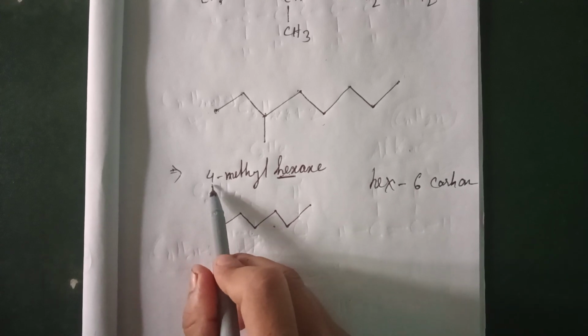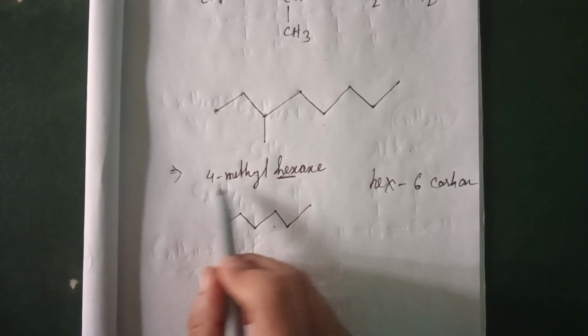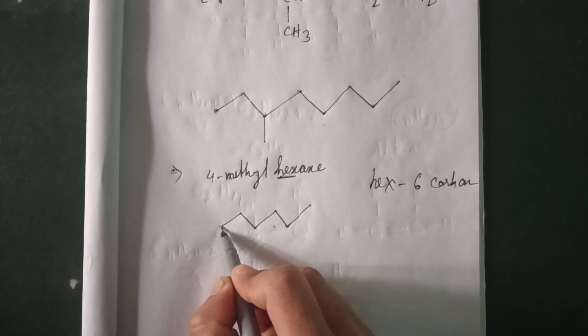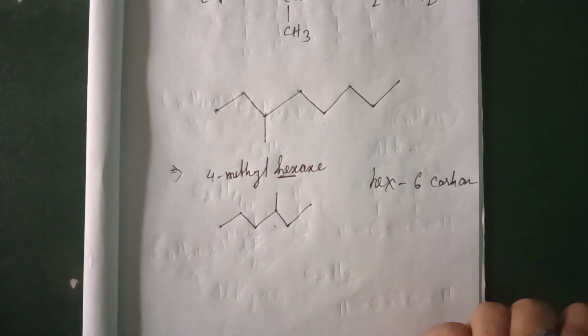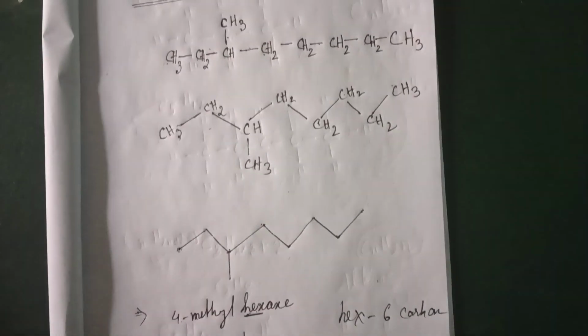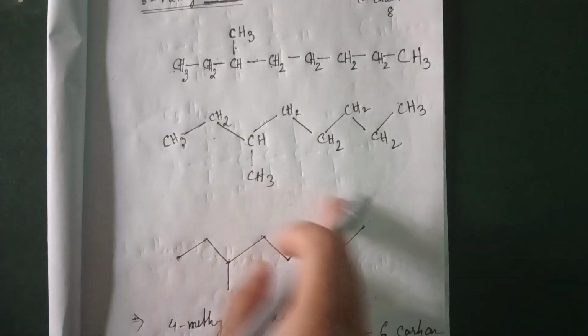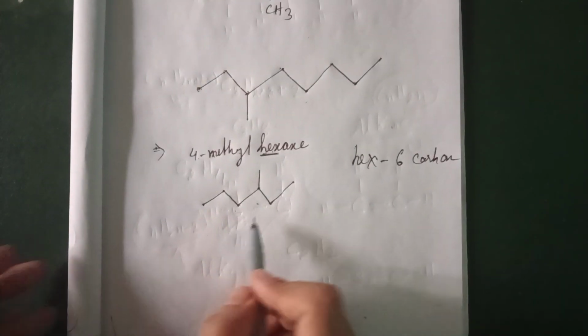Done. Where is your methyl position? The methyl position is in the fourth one. So 1, 2, 3, 4. So you can write like this. Okay, so this is just to make you understand. I have shown all this, so directly now you can write in this form.